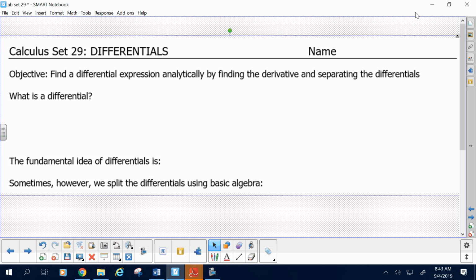All right, so find a differential expression analytically by finding the derivative and separating the differentials. First and foremost, the question today is, we're studying differentials today. What is that? What's a differential?